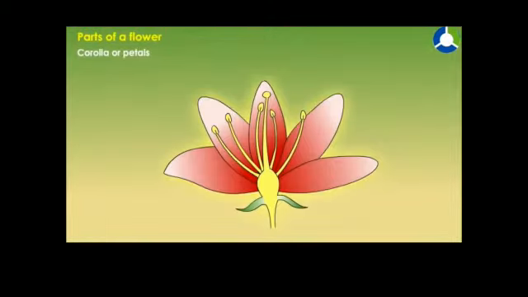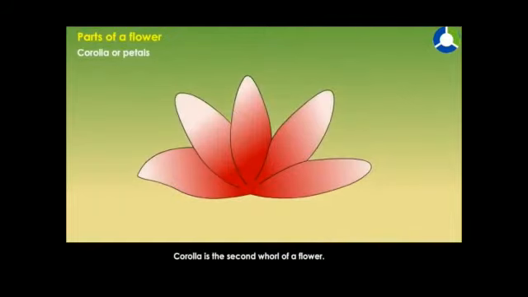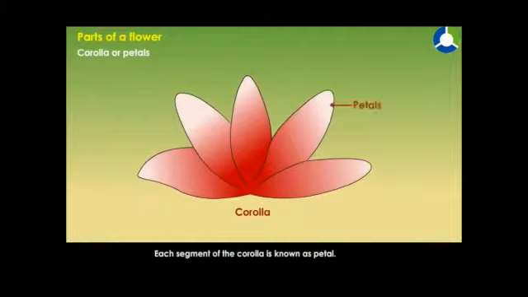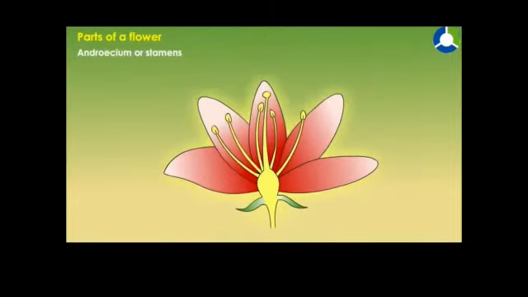Corolla or petals. Corolla is the second whorl of a flower. Each segment of the corolla is known as petal. Petals are usually brightly colored due to the presence of pigments. The bright color, sweet smell, and nectar attract the insects.